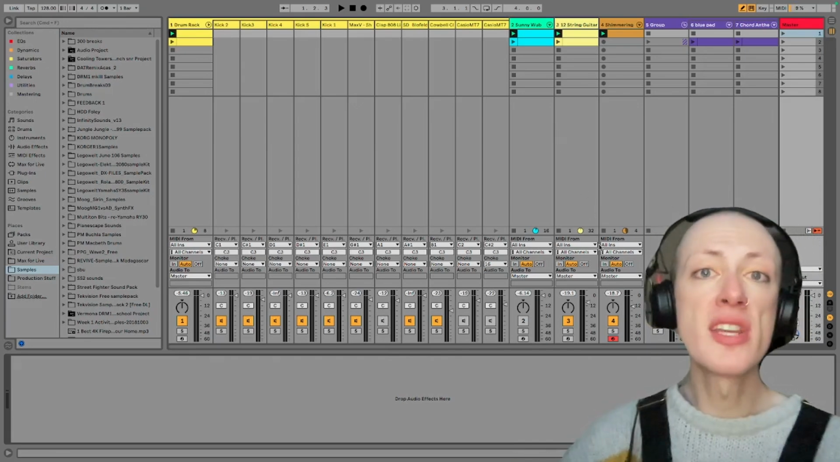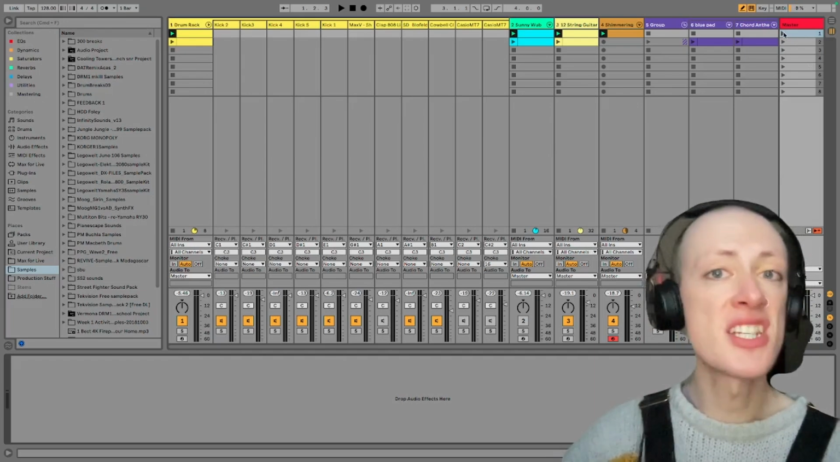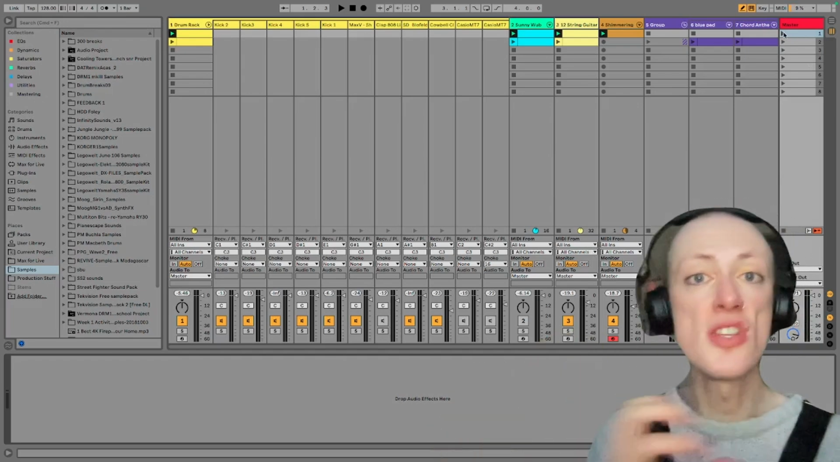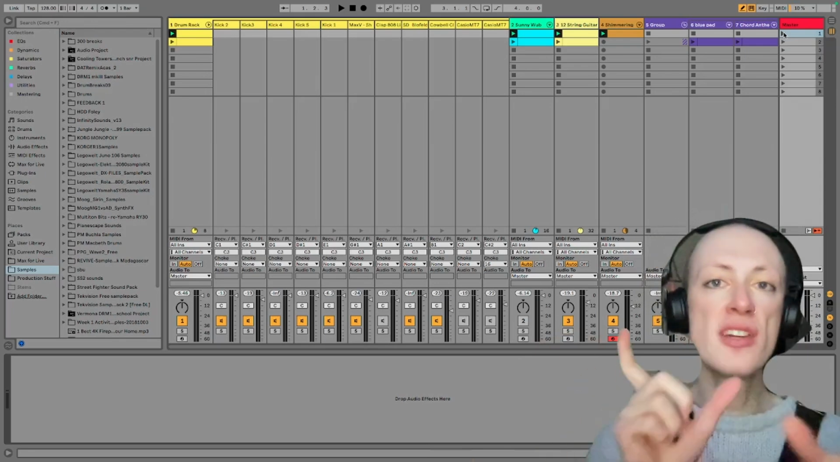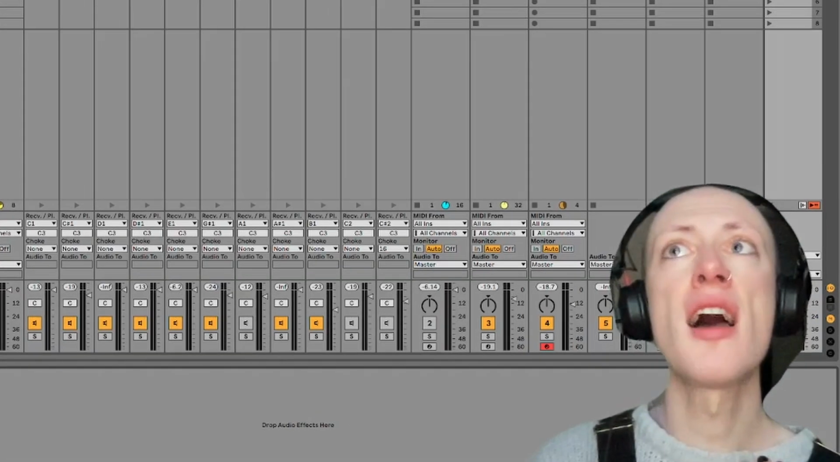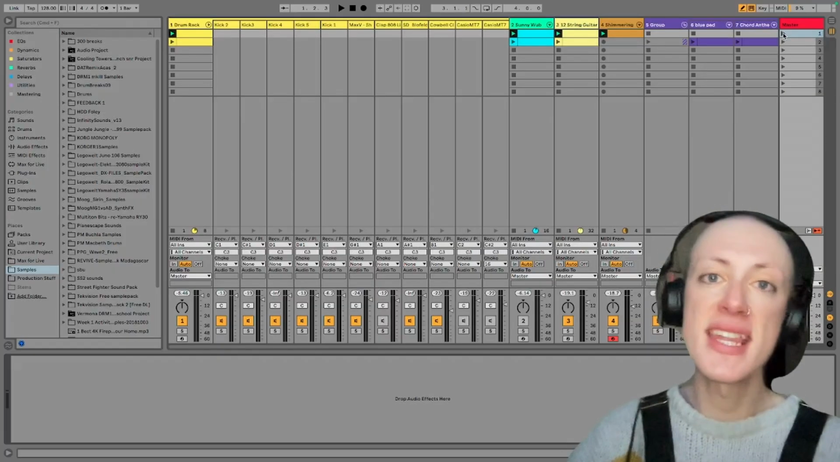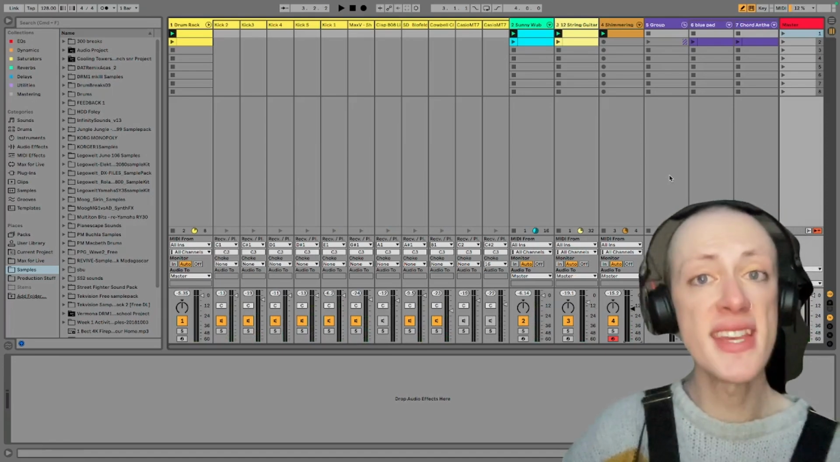The way that I've organized this is to lay out my A section or my initial idea and my B section, this new idea that I'm going to trade off when it comes to arranging the full track, into two different scenes here in the session view. So the first one sounds like this.